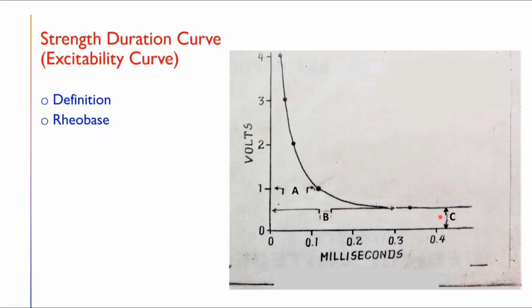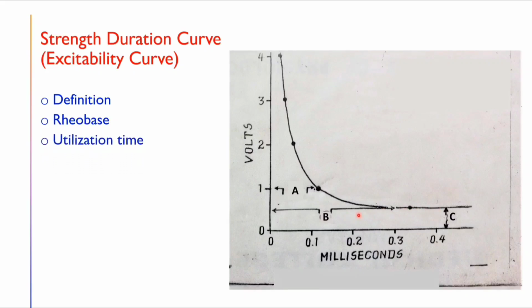First, Rheobase. This C section here in the graph is the Rheobase. What is Rheobase? It is the minimum strength of current that is required to produce a response. In this case, it is 0.5 millivolt. When we give 0.5 millivolt current, the tissue responds. But when we give 0.4 millivolt current, it does not give a response. Less than 0.5 millivolt does not give a response in spite of giving it for a long period of time. But when we give 0.5 millivolt for a certain period of time, it will produce a response. So here the Rheobase is 0.5 millivolt.